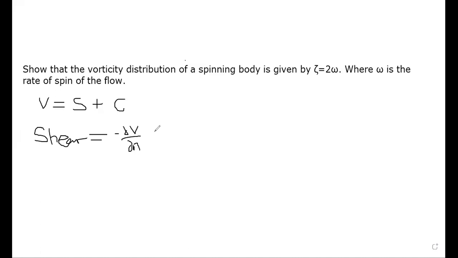So we have that dV over dn here means the rate of change of velocity in the transverse direction of flow. And this is the same thing as dV over dr. Since we are considering a rotating or a spinning body, we had to convert this to r, where the r here signifies radius. So I call this equation 1.